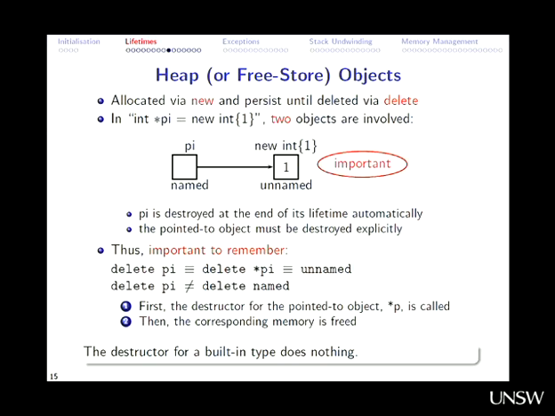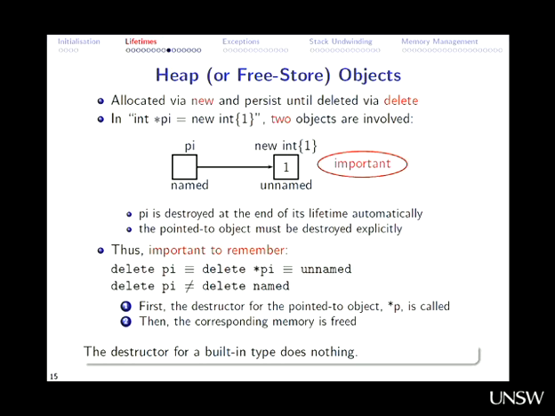Pi is on the stack. New int is on the heap. Pi is named. Pi is local. New int is unnamed; there's no name associated with it. It's on the heap, and its lifetime is up to you. So pi is destroyed at the end of its lifetime automatically. The pointed-to object must be destroyed explicitly. If you do not destroy it yourself, you've got a memory leak.